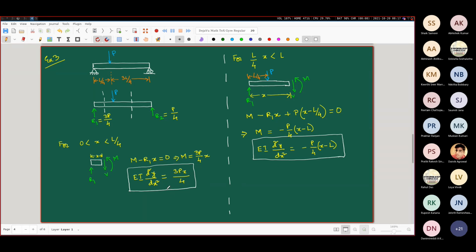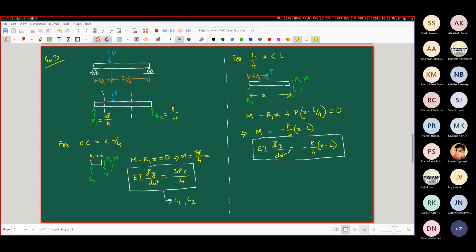We can solve this equation, find out the expression for y, which is valid for x between 0 and L by 4. We can also solve this equation and find out the expression for y, which is valid for x between L by 4 and L. Now, this itself is a second order linear differential equation. When you integrate it twice to find out the expression of y, you are going to end up with how many unknown constants of integration? 2. So from here, you are going to end up with something like C1 and C2.